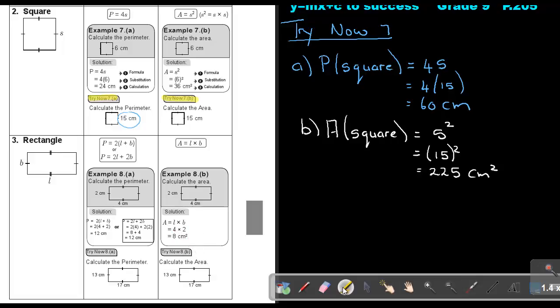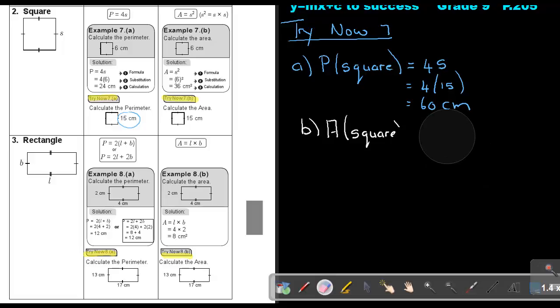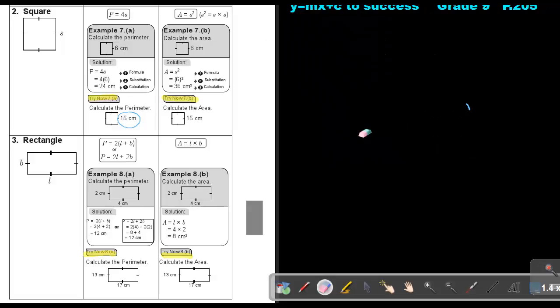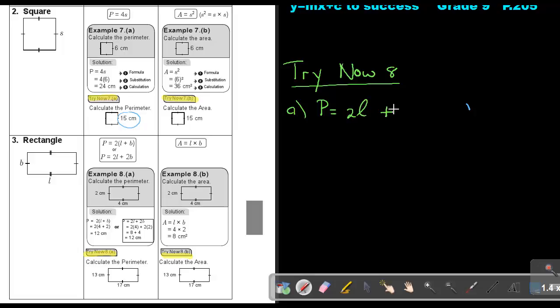square. Again, I want you to stop the video and do try now 8A as well as try now 8B. Okay, let's start. Try now 8. Let's start with number A. Calculate the perimeter. So the perimeter is 2 length plus 2 breadth.